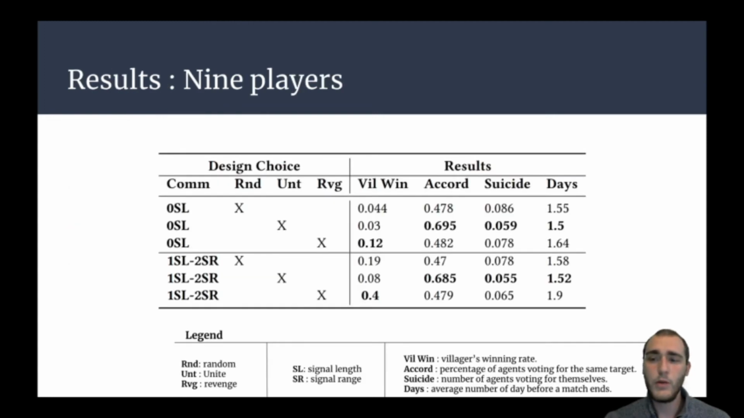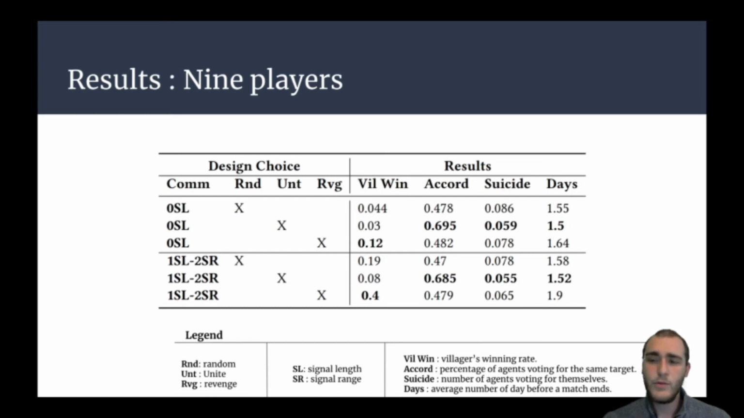In our work, we analyzed two different setups, one with 9 players and one with 21. In the 9-player settings, we report a slight increase in the villagers' winning rate, 4.4%, when there is no communication, 0 SL, against a completely random environment where the theoretical winning rate is 3.12%.